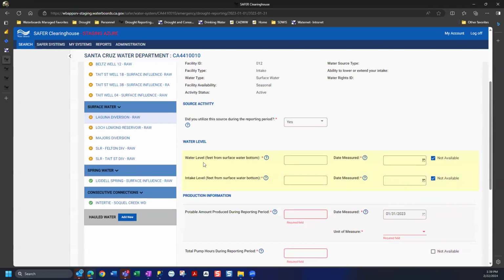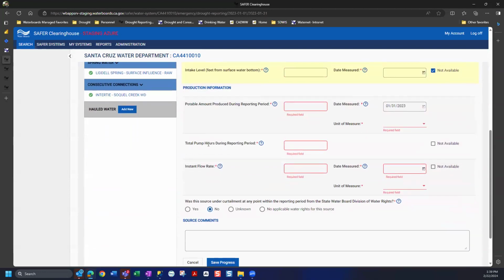Okay? And water level, intake level, total pump hours, and instant flow rate all have this not available option where you do not have to provide that data. However, amount produced during reporting period is required. It does not have a way to bypass.